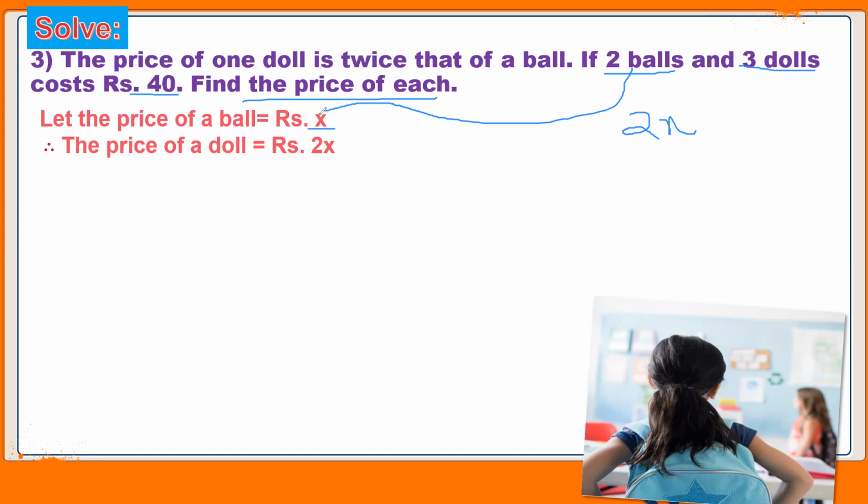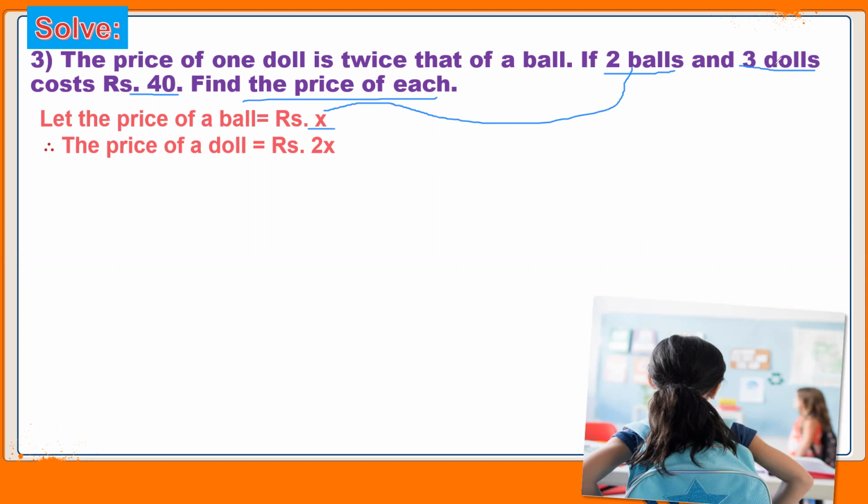For example, if one ball costs rupees 2, then 2 balls cost rupees 4, as 2 twos are 4. So if one ball costs rupees x, then 2 balls cost rupees 2x, 3 balls cost rupees 3x, 4 balls cost rupees 4x. Is it clear?